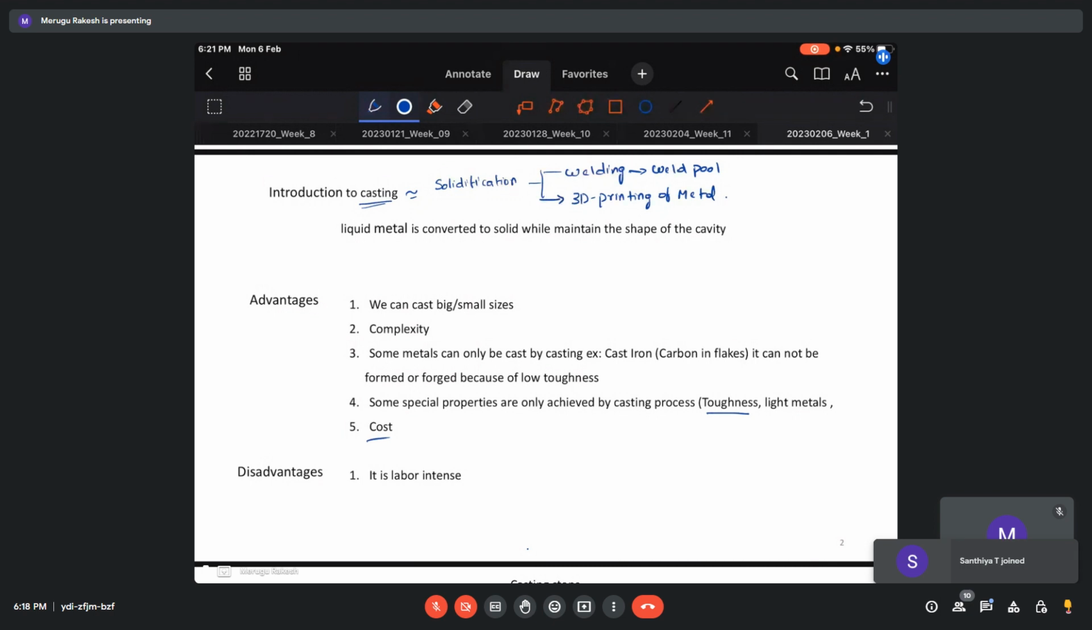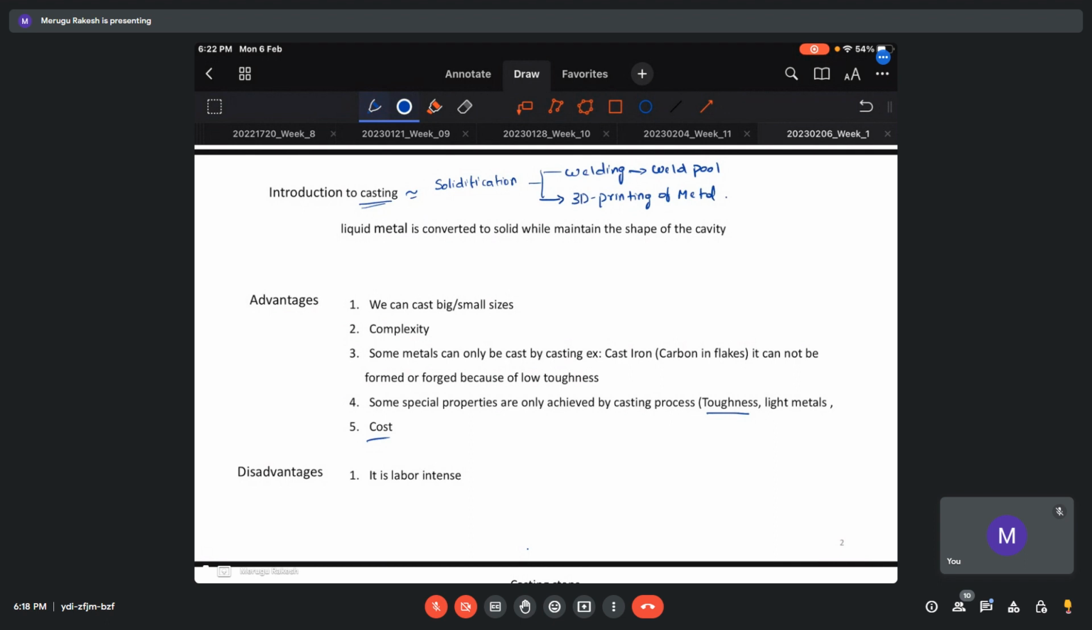3D printing, additive manufacturing, is popular in this era, but the cost is not satisfactory. Even though you get design easiness, the cost is too much as of now. But the only disadvantage of casting is that it is labor intensive.